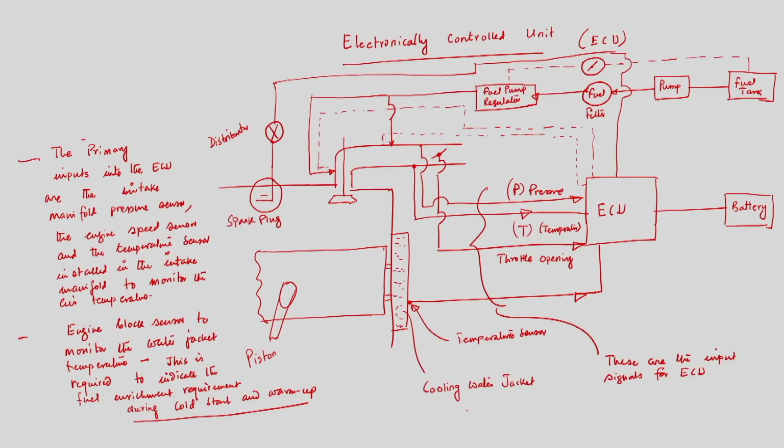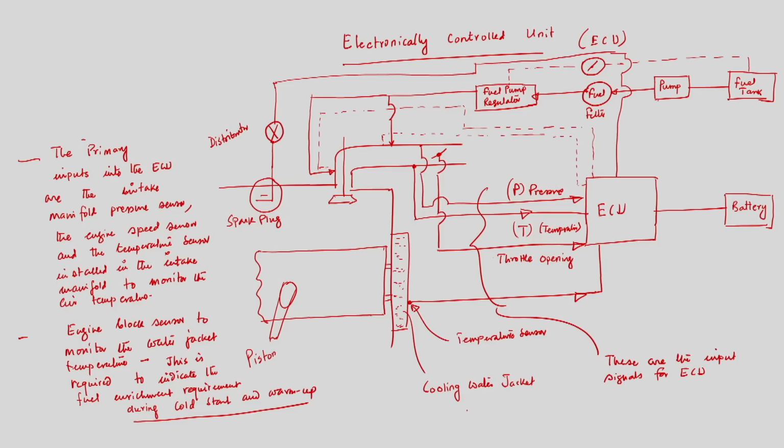So, this is the electronic control unit where we are providing the input signals which are coming from the intake manifold as well as the engine block sensor. From the intake manifold we are taking throttle opening, pressure and temperature. Based on the pressure, temperature and throttle opening, the ECU will provide information to the fuel regulator to supply the required amount of fuel.